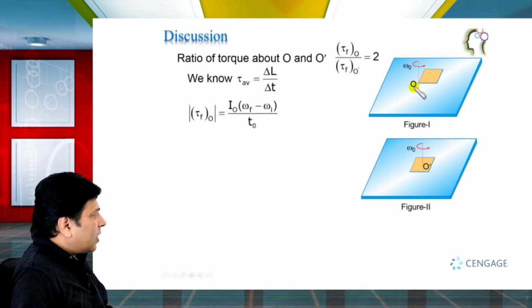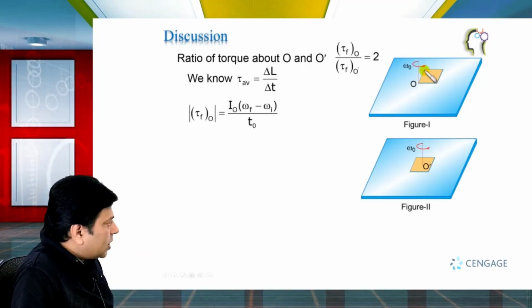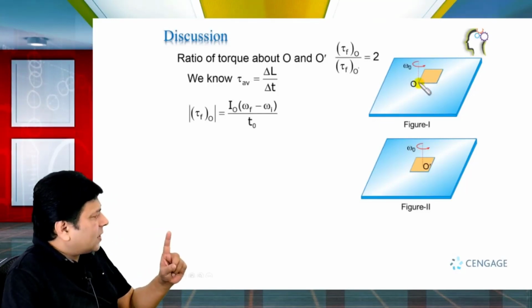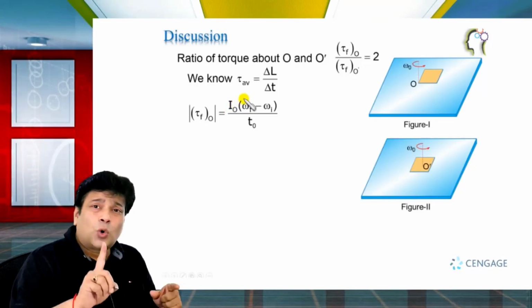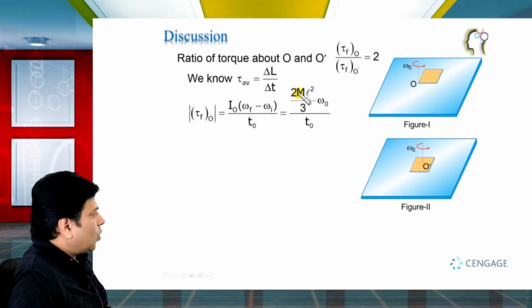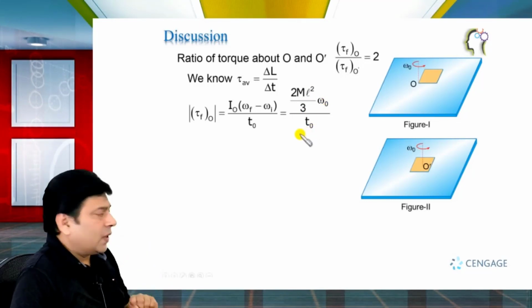We know the moment of inertia about this line. You can follow the motion of my pen tip. The moment of inertia of the plate about this line is equal to ml square by 3, and the moment of inertia about this line is again ml square by 3. From the perpendicular axis theorem, this moment of inertia is equal to 2 ml square by 3, and the final angular velocity is equal to 0. So we can write this magnitude as 2 ml square by 3 multiplied by omega naught divided by t naught.